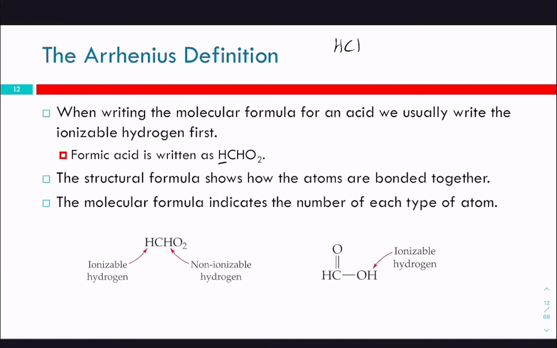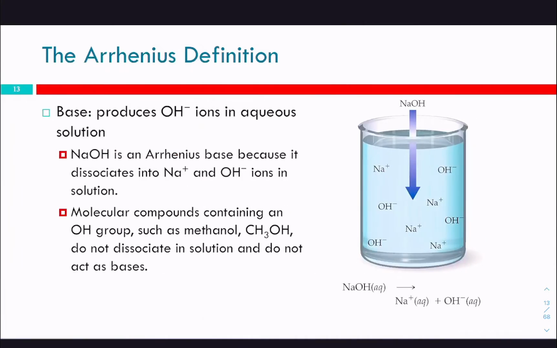This is a more important note for organic compounds. So formic acid here is HCHO2. Only one of those hydrogens leaves. More of just a note. It won't come up very often in this class.